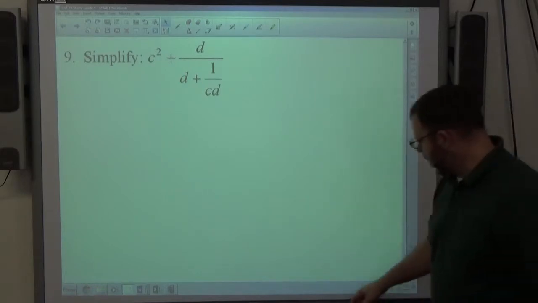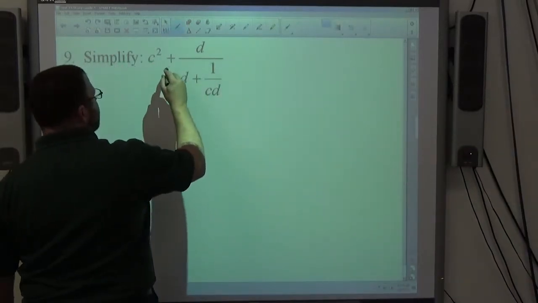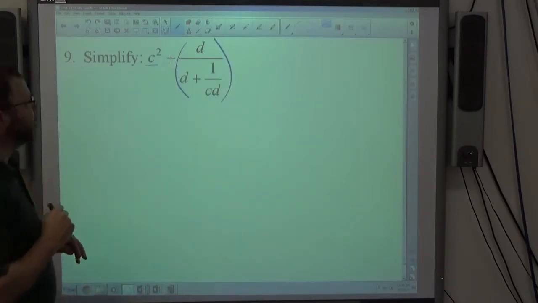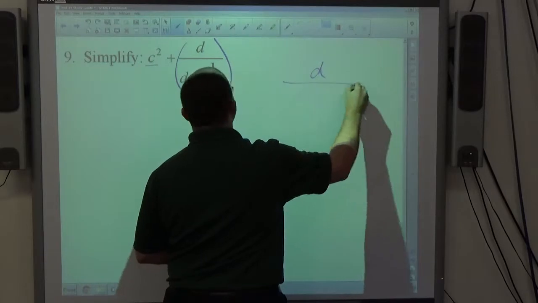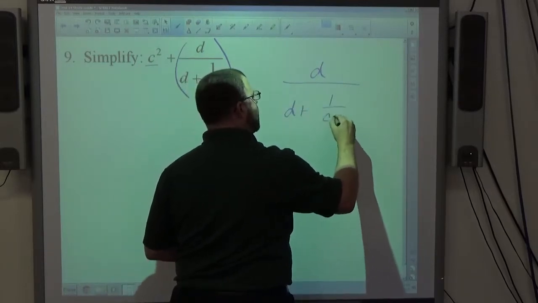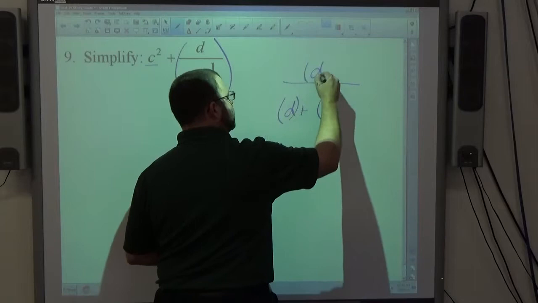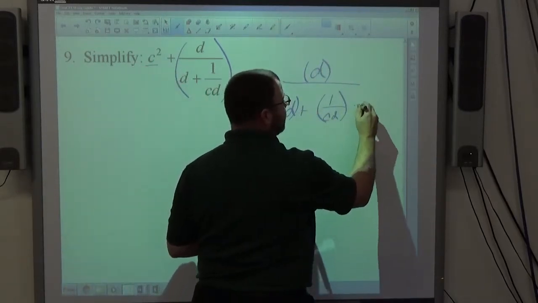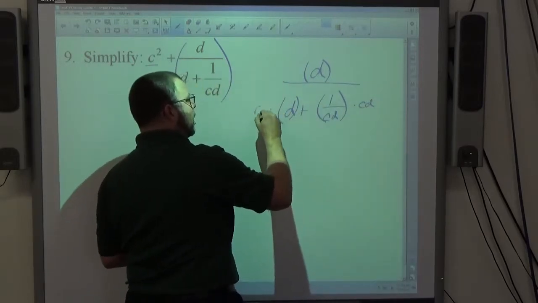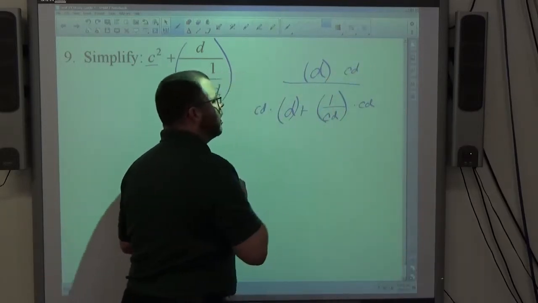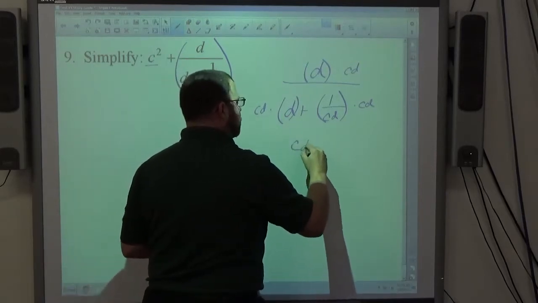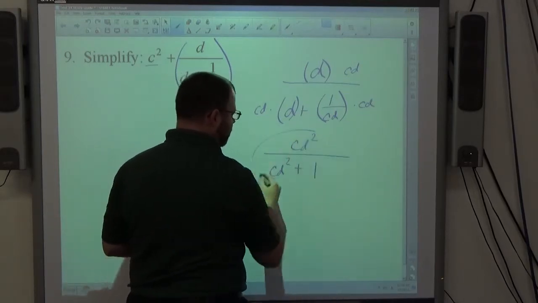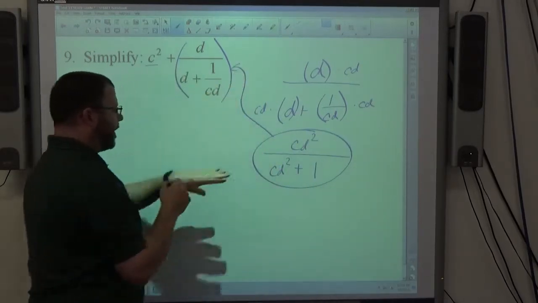Number 9, simplify. First step of simplification is ignore this and figure out what this is simplified. Simplifying that means that if I just take it over here, d over d plus 1 over cd. The only fraction is 1 over cd. I need to multiply each object times cd, the common denominator. So times cd, and times cd. And that gets me cd squared on top, cd squared plus 1 on the bottom. So this fraction is equivalent to that fraction, but that's a simple fraction.